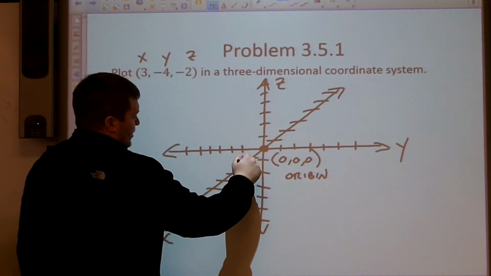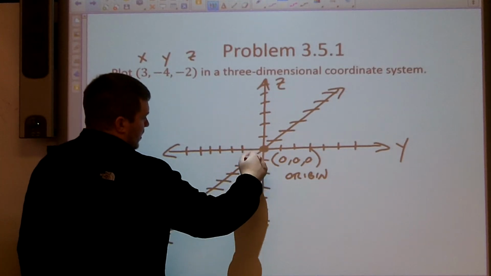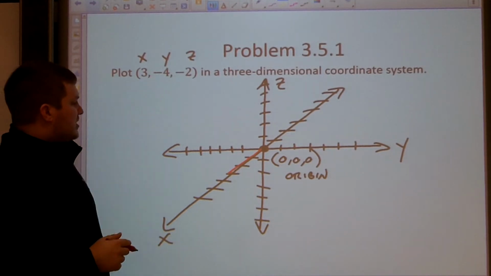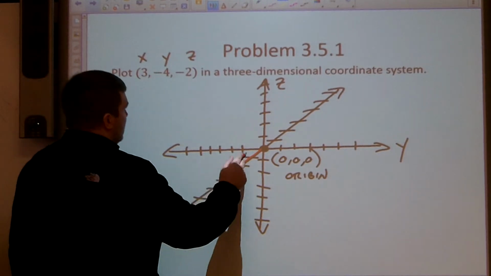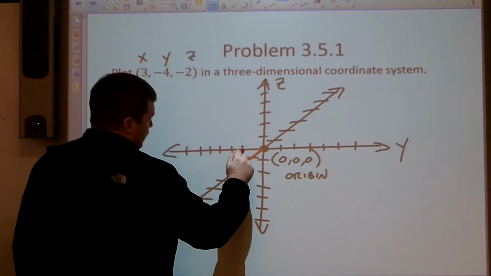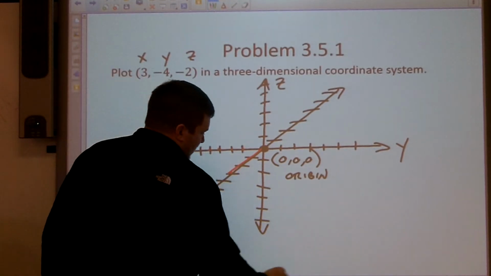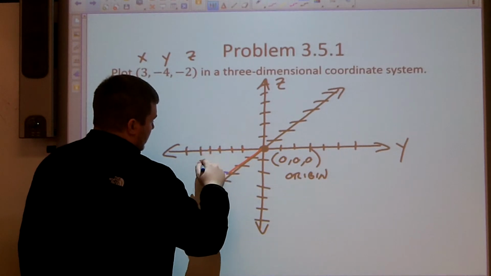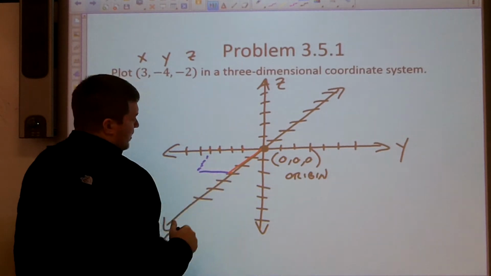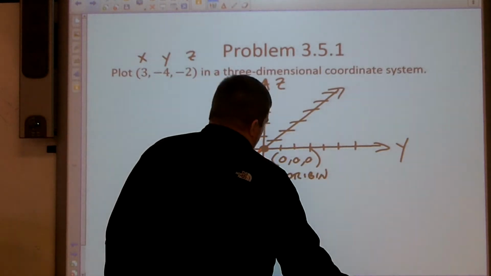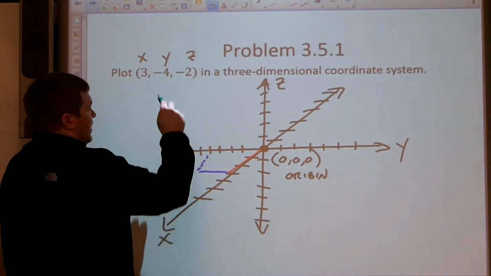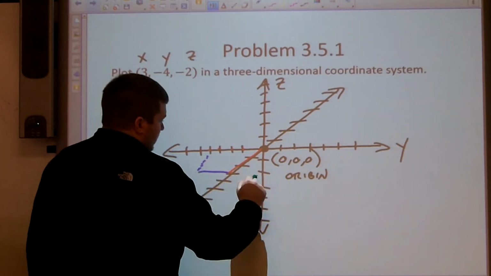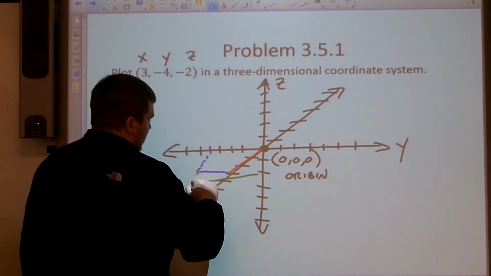So I go forward 3 units. 1, 2, 3. Then y is negative, so I'm going to go left 4 units. 1, 2, 3, 4. Let's do that in a different color. So I'm going to come out this way 4 units. And if it helps you, do a dotted line. And then finally, my z is negative 2 units, so I go down 2 units. 1, 2. So I need to go down something about right here.